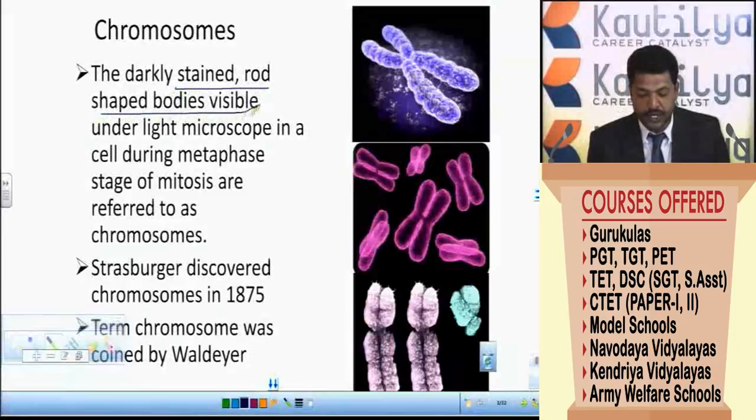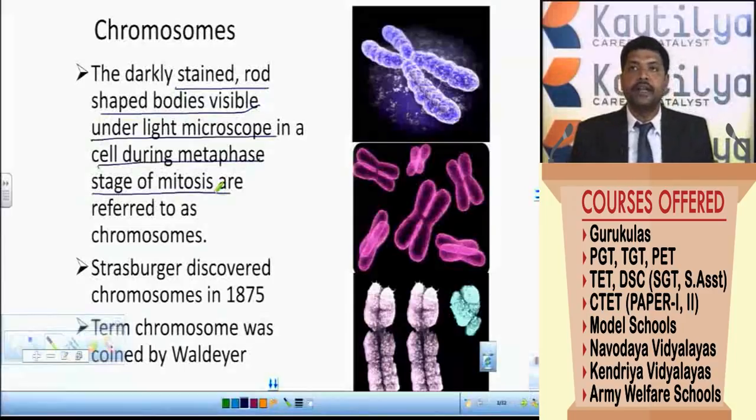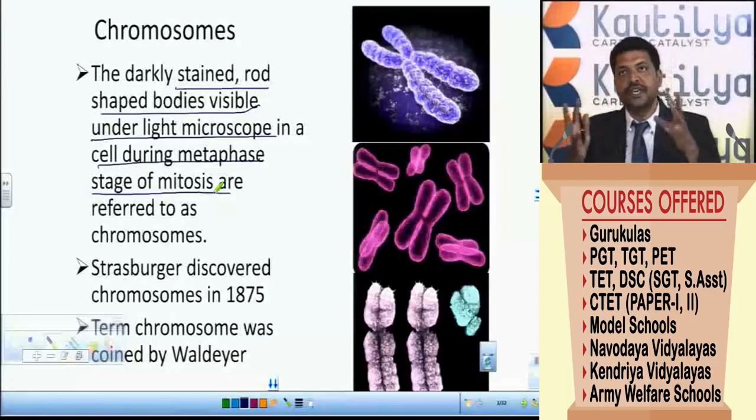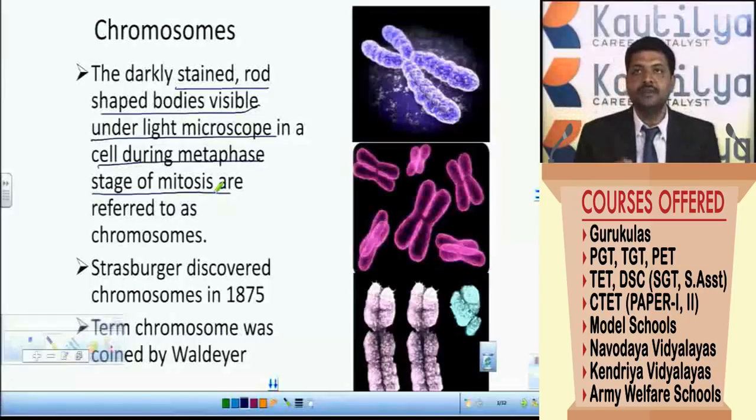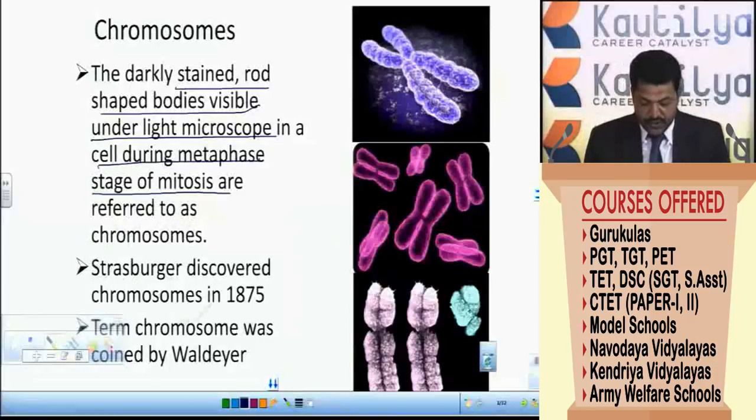Chromosomes are darkly stained rod-shaped bodies visible under a light microscope during cell division, more particularly at metaphase and anaphase. In the nucleus, they are in the form of chromatin outside division. After prophase, particularly at metaphase, chromosomes get maximum condensation, forming rod-shaped structures. These are clearly visible during metaphase and anaphase of both mitosis and meiosis and are known as chromosomes.